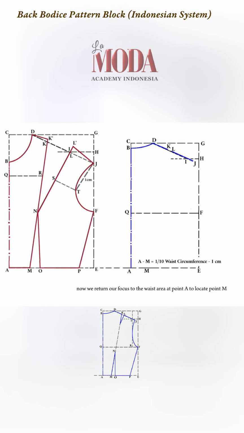Now we return our focus to the waist area at point A. To locate point M, the distance from point A to point M is calculated as 1/10 of the waist circumference minus 1 centimeter. Once point M is located, connect point M to point K using a dashed guideline.